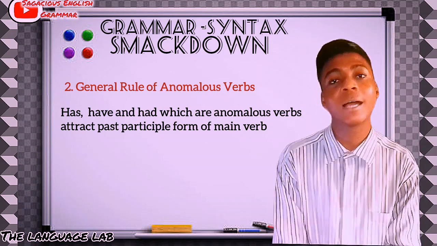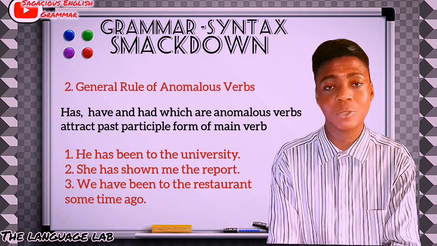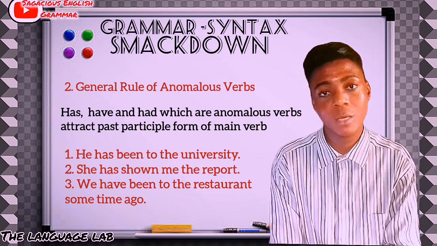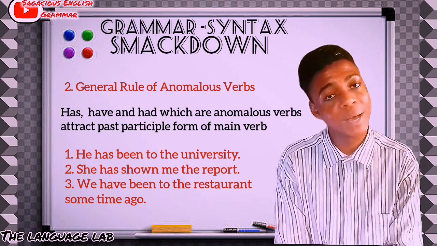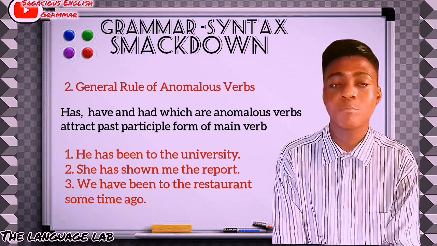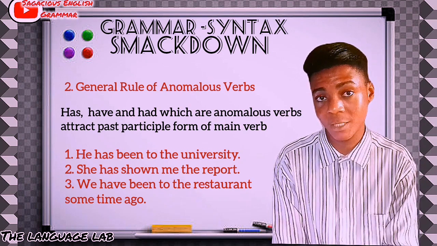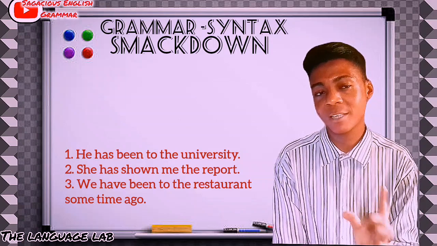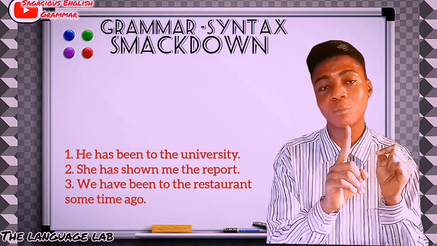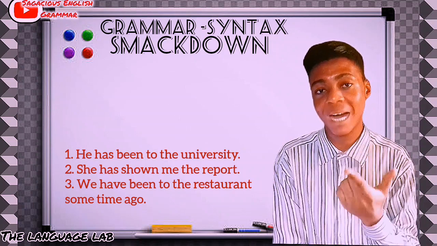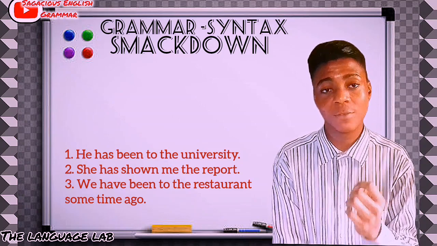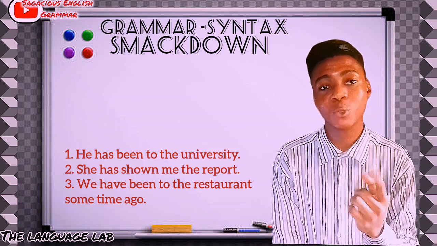Do you get it? Like, he has been to the university. Been is a past participle. She has shown me the report. Shown is a past participle. We had been to the restaurant some time ago. Been is a past participle. Do you get it? So, likewise, you observe I said, we have been. We is a plural subject, then followed by a plural verb, which is have. It also goes alongside with the principle I gave initially. If the subject of the sentence is plural, the verb must also be plural.